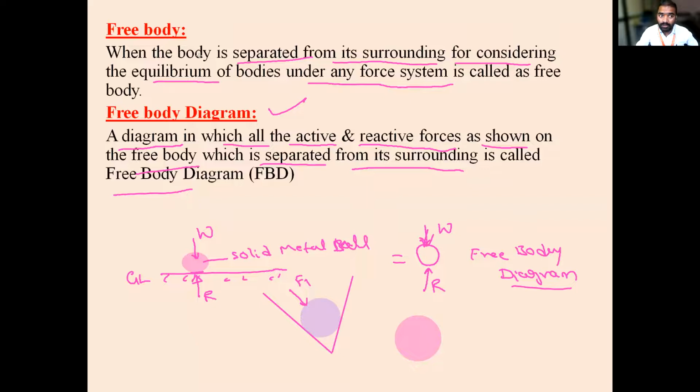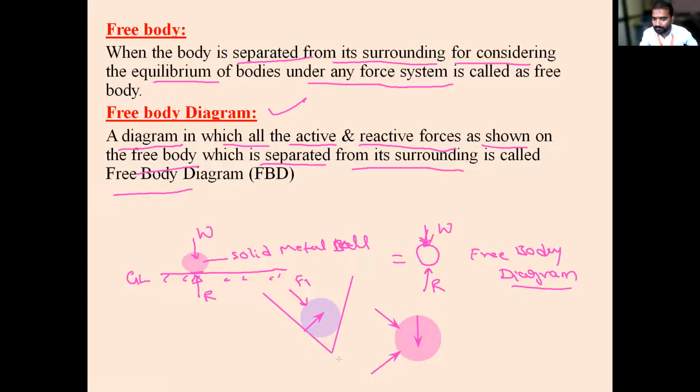Now I will show the active and reactive forces. What are the active and reactive forces? Now there is a force F1, acting like this, and there is one more force. What is that? It's the total weight of this solid body, acting in the downward direction. Again, there are contact surfaces. This is one contact surface, a contact between the body and the surface. I will draw it here.